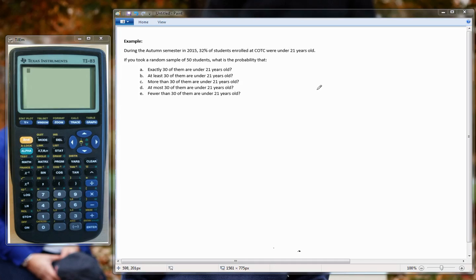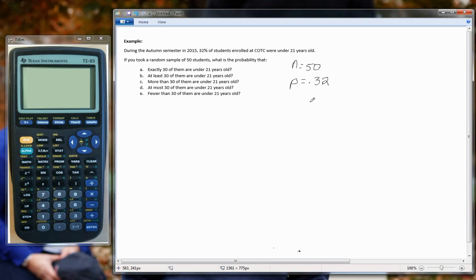So first let's do some setup work. So this is a binomial distribution. Our fixed number of trials, we've got 50 students, so that's going to be n equals 50. Our probability that any of them are under 21 years old here is 32%. Our p is going to be 0.32. Either a student is under 21 years old or they're not. Any student is independent of the other. Fixed number of trials. And every student would have the same probability if we chose them of being under 21 years old.